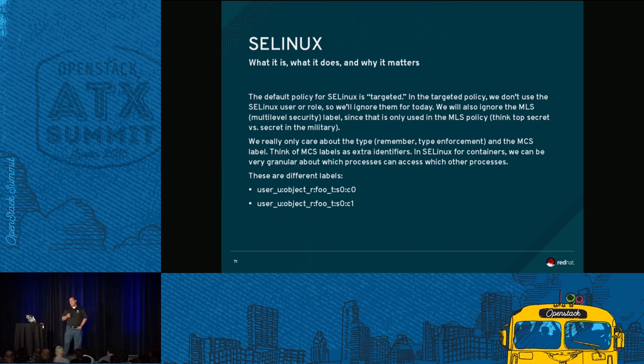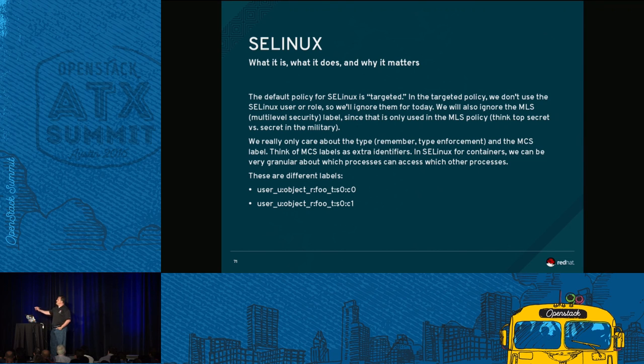Now, when we're talking about SELinux, the default policy for SELinux is the targeted policy. In the targeted policy, we really actually don't care about the SELinux user or the SELinux role. We really care about the label, because remember, it's all about labeling and type enforcement. So we can also ignore the MLS or multi-level security label, since that's really only used in the MLS policy, which is usually only used in places like the Department of Defense or CIA. We really only care about the type and the MCS label. So think of the MCS labels really as just extra identifiers, and the reason that's important is we can use this in containerized environments to provide very fine-grained control between containers.